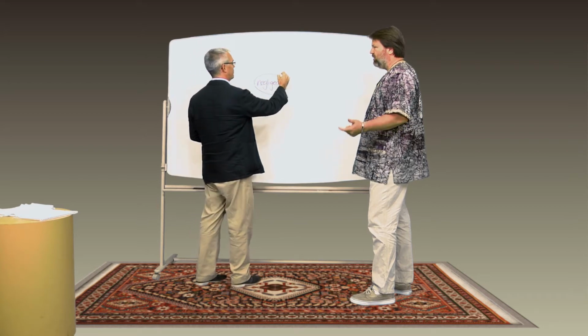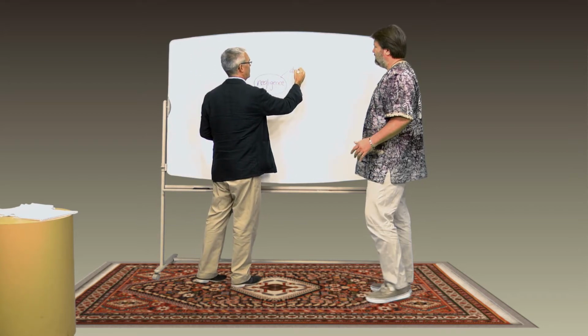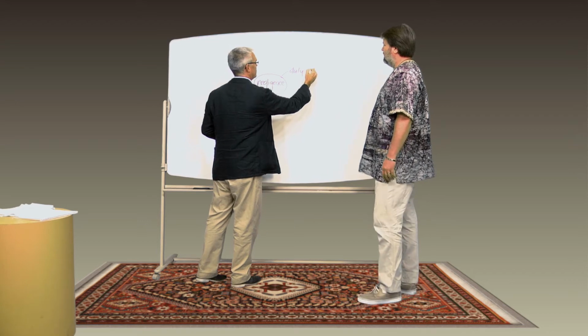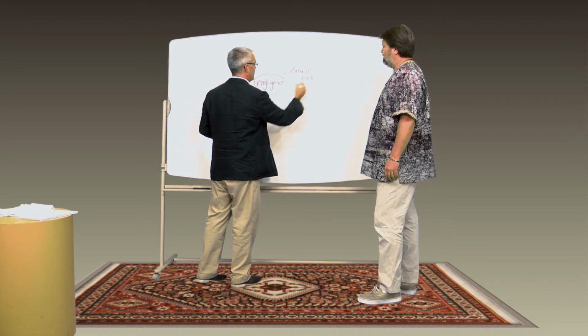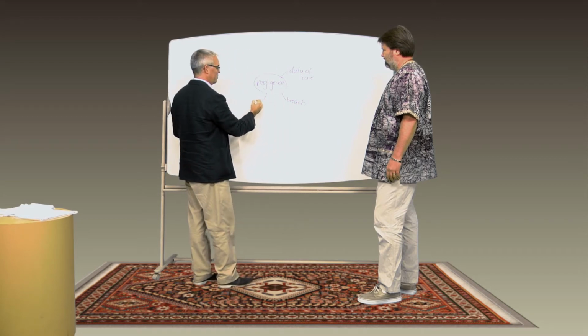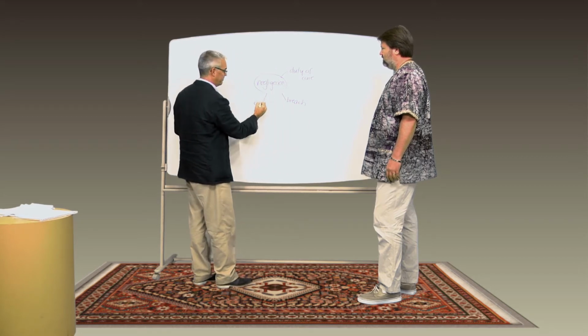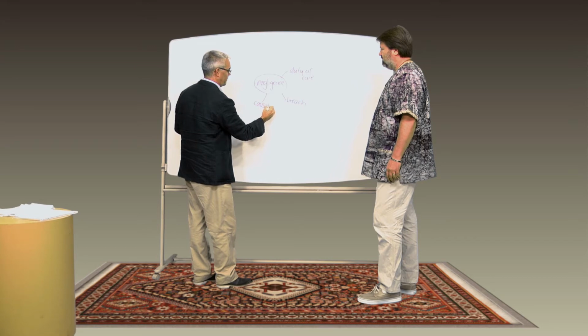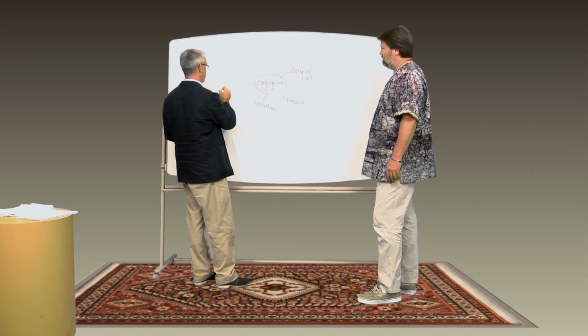Well, we've got duty, breach, cause, and damage. I didn't mean to go too fast. That's right. So duty being the duty of care. Right. And then we have breach. Right. And then we have cause, or what we call in Australia causation. And then we have damage.